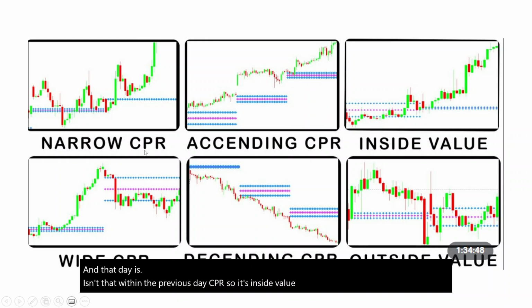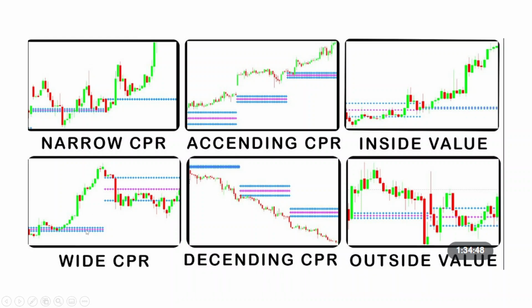And we have a wider CPR, where you can see the previous day CPR is narrow, and today's CPR is much wider in length. And you can see the descending CPR, similar to the ascending CPR, which gets lower and lower. And you can see outside value, the opposite of inside value, where the previous day is narrow and the current day is very big, and it is outside that CPR level. So we can calculate what is going to happen in the market even before the market begins.